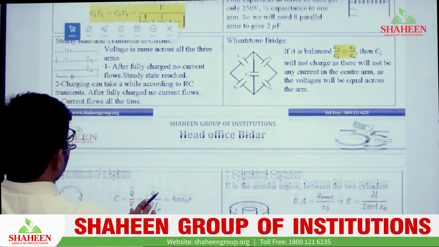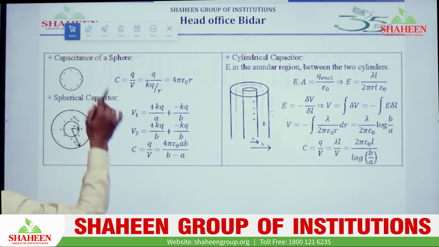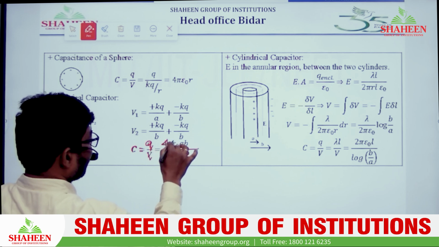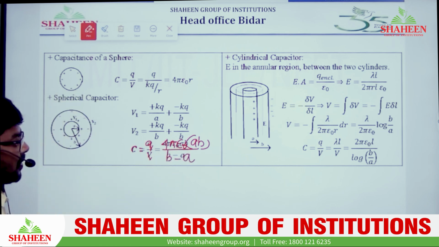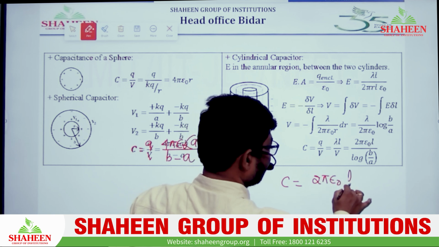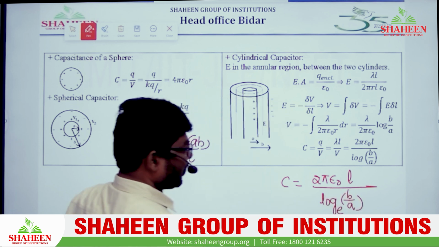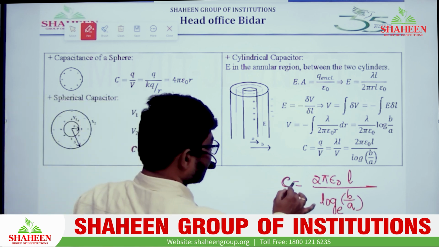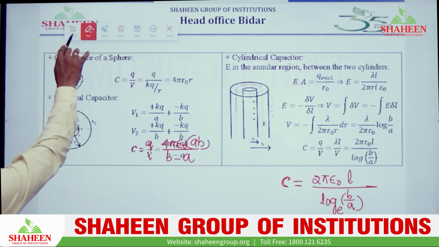So this is already given, the parallel plate and spherical capacitor. Spherical capacitor formula: C is equal to Q by V, 4 pi epsilon naught into AB upon B minus A. Cylindrical capacitor formula: capacitance C is equal to 2 pi epsilon naught into L upon log B by A, base e, or natural logarithm. It is the capacitance of a cylindrical capacitor.